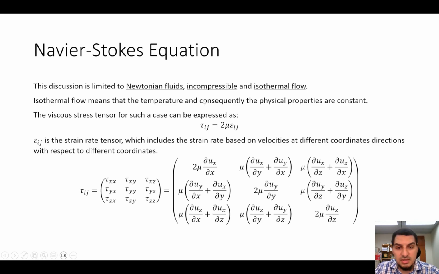And also to make it easier to deal with, it's going to be only for incompressible fluids, for isothermal flow. We limit it for incompressible fluids and isothermal flow because this is what is going to make the equation easier to deal with. Incompressible is understood, Newtonian is understood, but isothermal flow means that the temperature is constant. And we care about the temperature here because the viscosity is very dependent on the temperature. So if there is a change in temperature, then the viscosity will vary, and then the derivation that we are going to do is not going to be valid.